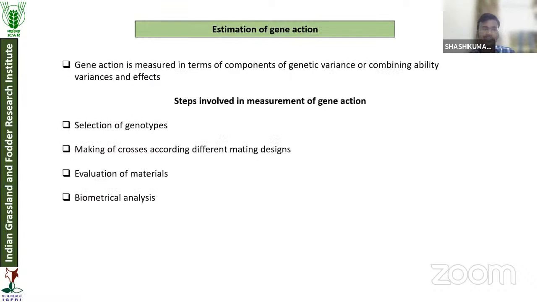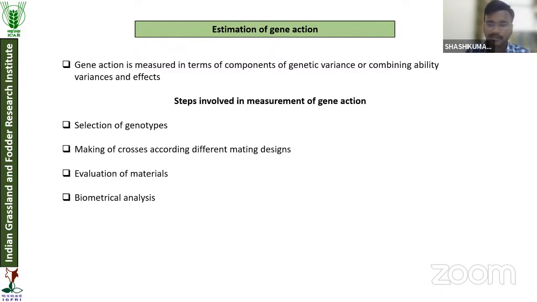So now comes the estimation of gene action. Gene action is measured in terms of components of genetic variance or combining ability variance and effects. When the traits are quantitative, they are controlled by many genes. The trait value of any genotype is majorly dependent on whether it is controlled by additive gene action, dominant gene action, or epistatic gene action.